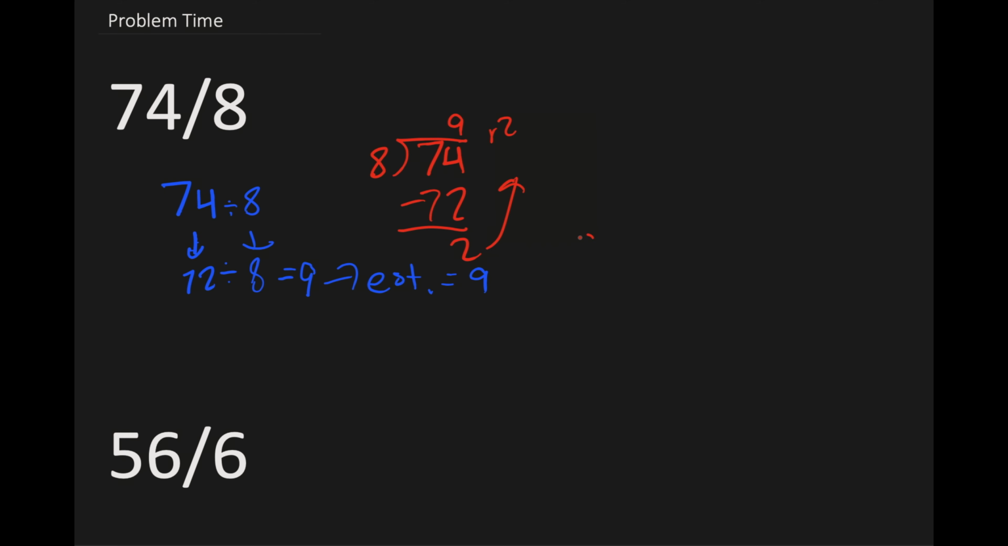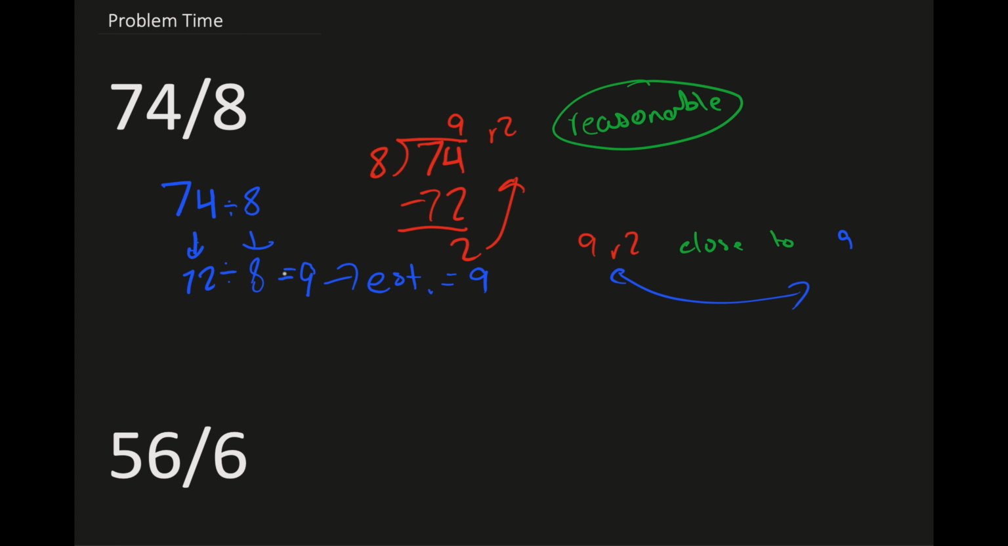And is 9 remainder 2 close to 9? I would say yes, they are. So, looks like our answer of 9 remainder 2 is reasonable. There you go. That felt good circling that.